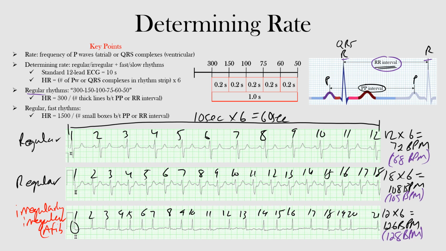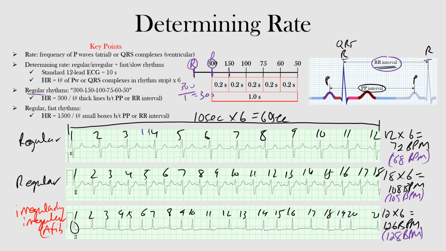And let's imagine, for instance, we have an R wave that's on this thick line, okay? Thick lines as in these ones. Notice the thick ones that have 5 small boxes between them. So we have the first R wave falling on this thick line, and then we'll find the next R wave. Imagine it fell on the next one. So if it fell right here, we know that there's one thick line, or one of the large boxes between them. So what we would do is 300 over 1 would be 300 beats per minute. So that would be a rate, okay?